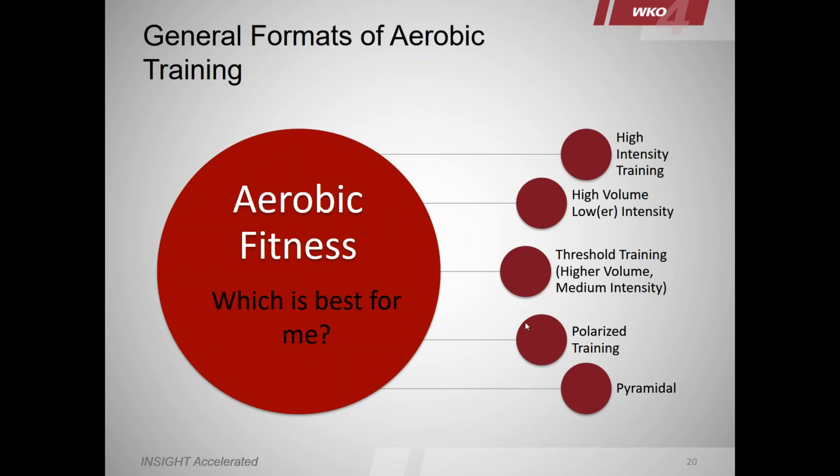I just added a couple of details here, a couple of quick edits. So high intensity training, high volume lower intensity training, threshold training, which really is higher volume, medium intensity, polarized training, and pyramidal.